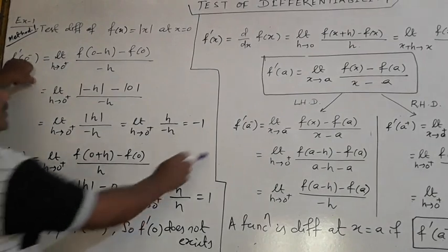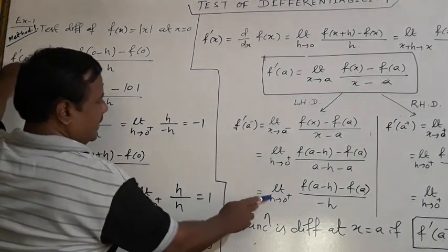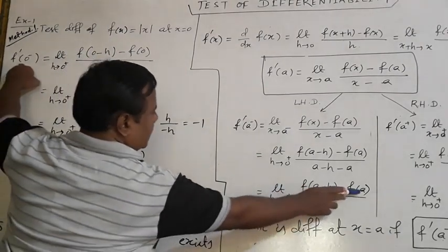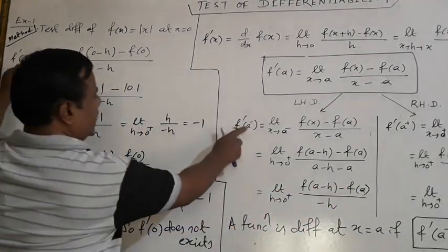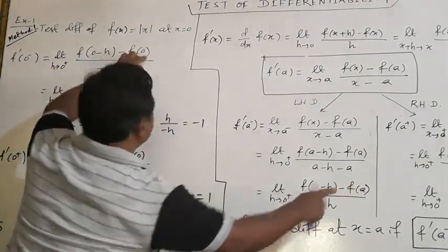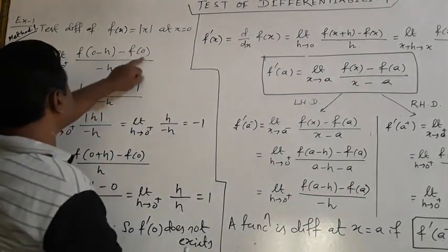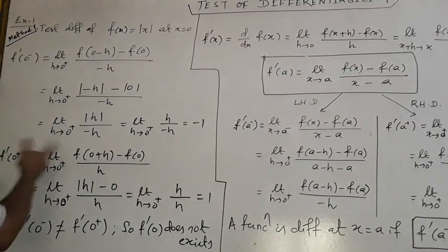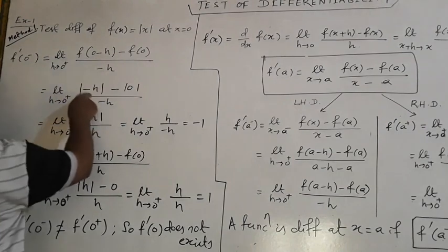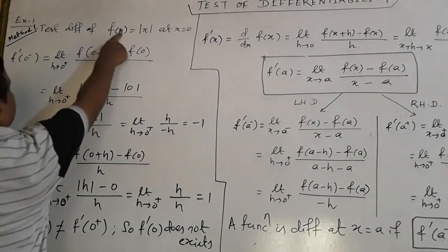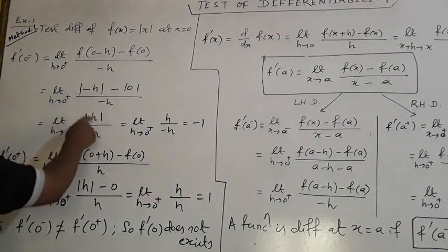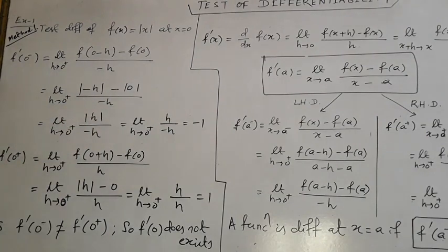What is f'(a) minus? I am taking this definition: limit h tends to 0 plus, [f(a - h) - f(a)] / (-h). If I put f'(0-), it becomes [f(0 - h) - f(0)] / (-h). What is f(x)? f(x) is equal to |x|. f(0 - h) is |-h|, and f(0) is |0|. So |-h| is also |h|.